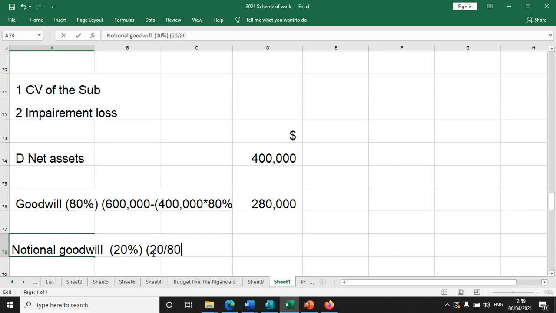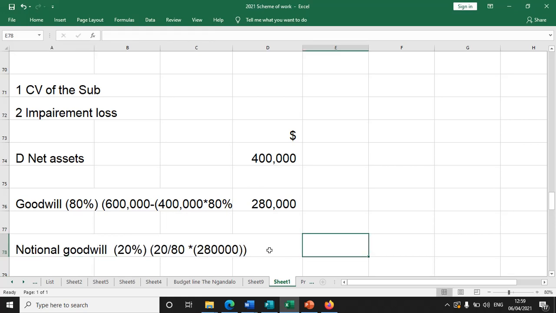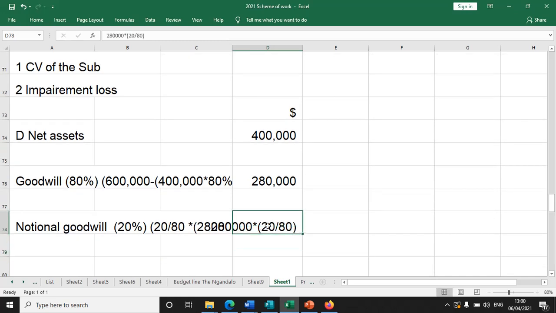Okay, then on the notional goodwill, I have 20% divided by 80% multiplied by the goodwill at acquisition. Again, not very difficult to understand. So I do the work: 280,000 multiplied by, in brackets, 20 divided by 80. Okay, so what's the challenge there? There was no equal sign, so let me just put the equal sign. I've got a 70 there.